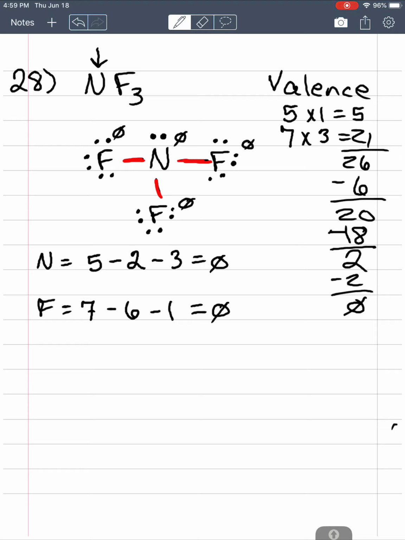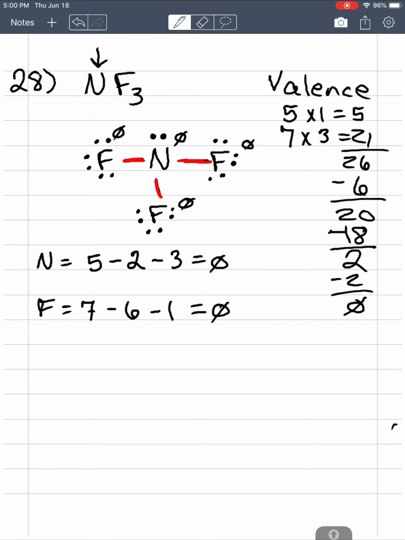All right, so let's do another one. I'll look and see if there's one that they have with an expanded octet. Before we do that, I want to do one of the ions.